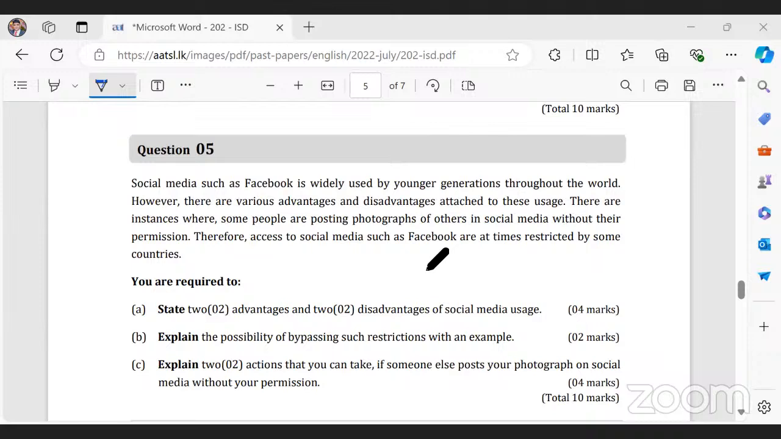Time wasting. Explain the possibility of bypassing such restrictions with examples. How can we avoid this on social media? Explain the possibility of bypassing such restrictions with examples.